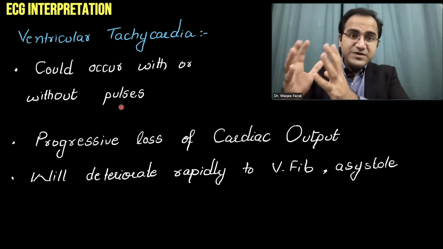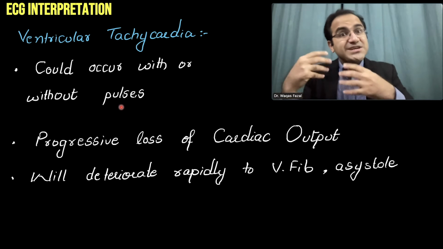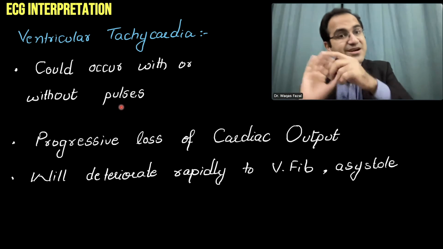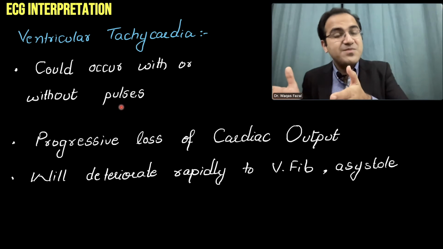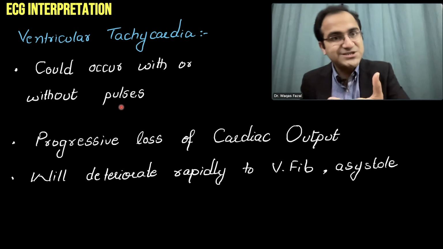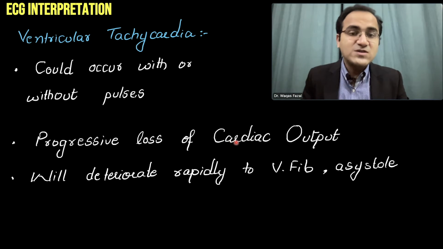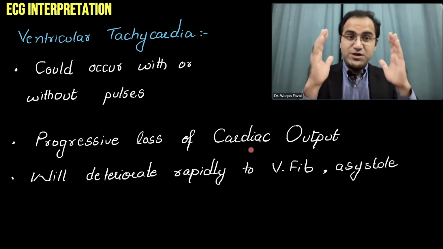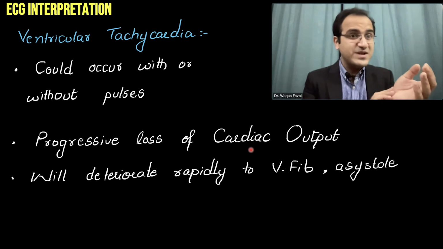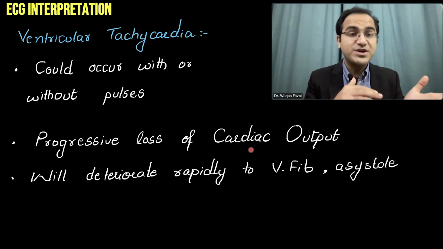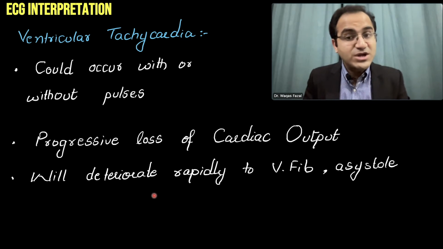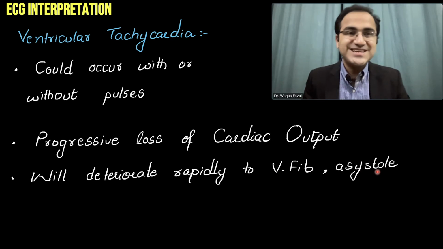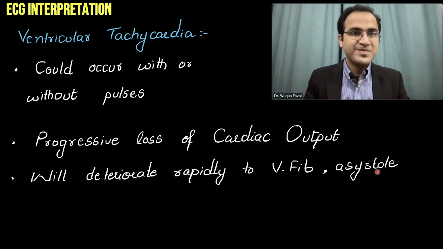In pulseful VT, in which there is a pulse, the patient can be conscious, the patient can have a pulse, and there is still ventricular tachycardia going on. And you can treat this type of ventricular tachycardia with medications. There is progressive loss of cardiac output. Now, if a patient develops ventricular tachycardia, the patient can have pulses initially, but later on that patient can convert into ventricular fibrillation, or that patient can develop pulseless ventricular tachycardia. It can very quickly deteriorate to ventricular fibrillation and even asystole, where there is a flat line.